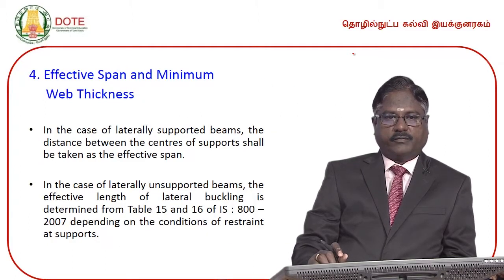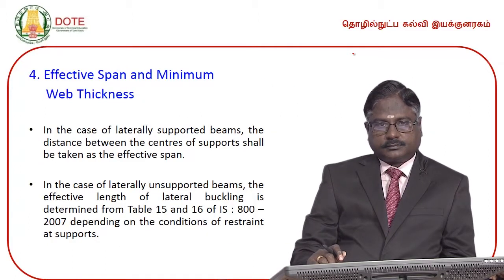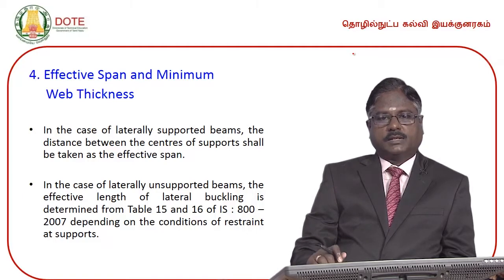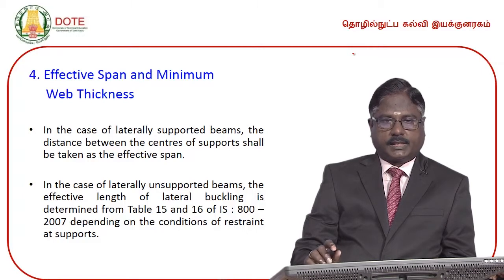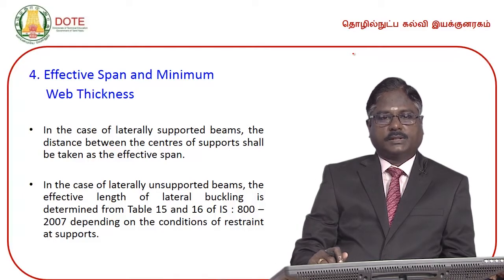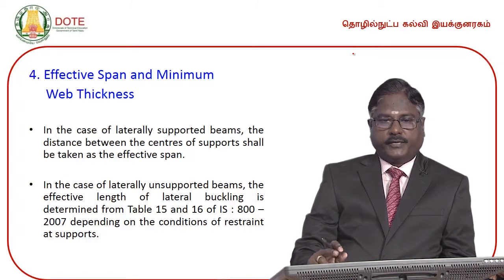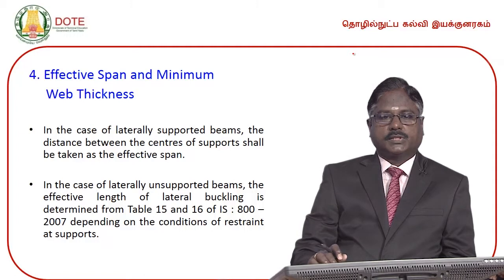Effective span and minimum web thickness of the members. In the case of laterally supported beams, the distance between the centers of support shall be taken as effective span, and in the case of laterally unsupported beams, the effective length for lateral buckling is determined from table 15 and 16 of IS 800 2007 depending on the conditions of the restraints.